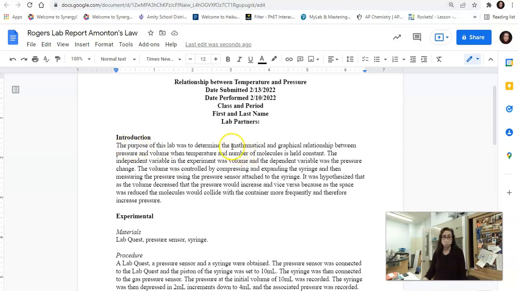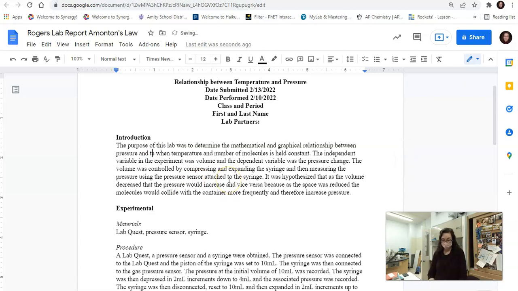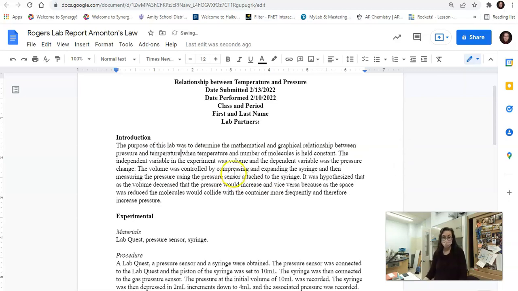The purpose of this lab was to determine the mathematical and graphical relationship between pressure and temperature. So we're going to change this to temperature when the volume and the number of molecules is held constant. The independent variable in the experiment was the thing you controlled, which was temperature, and the dependent variable was the thing you measured, which was pressure. So that's still the same.